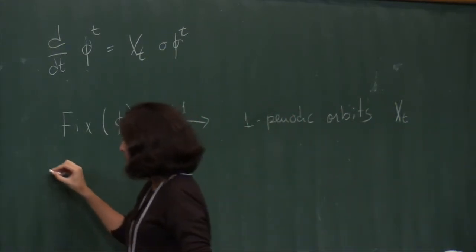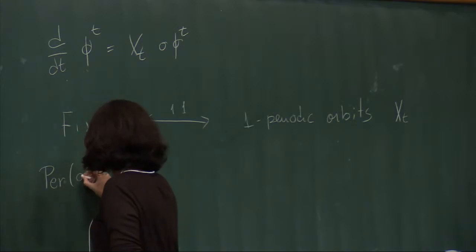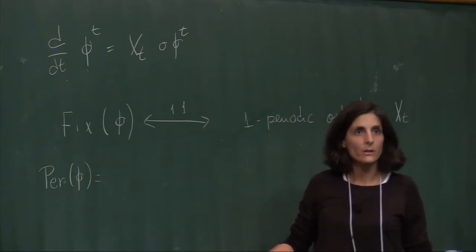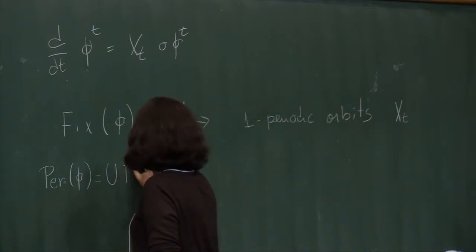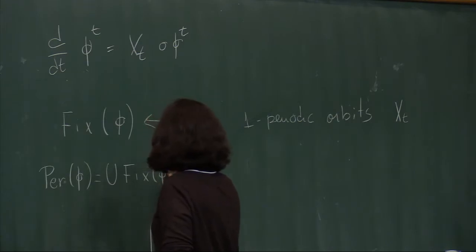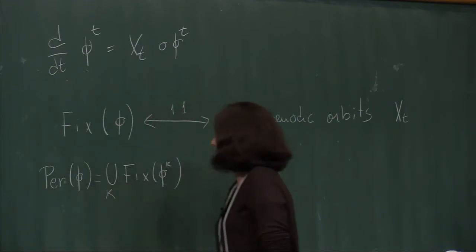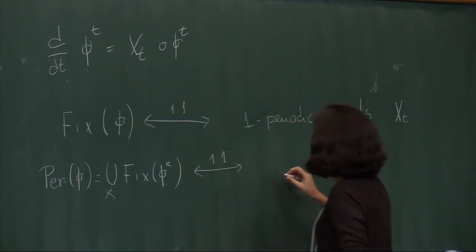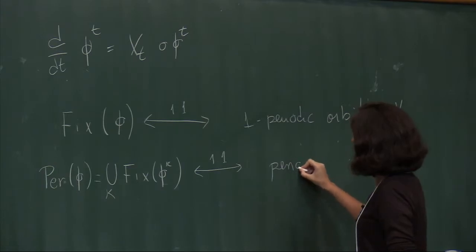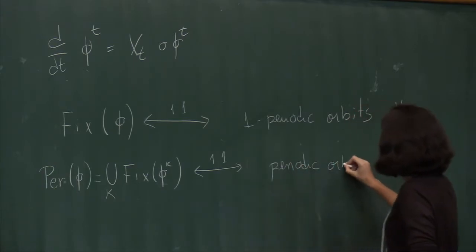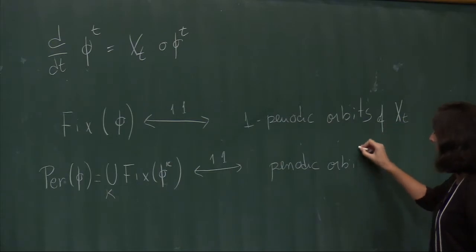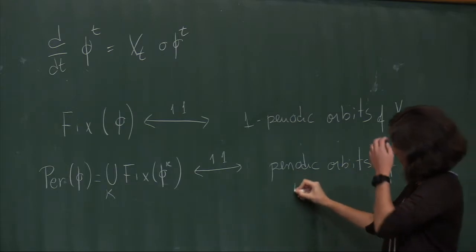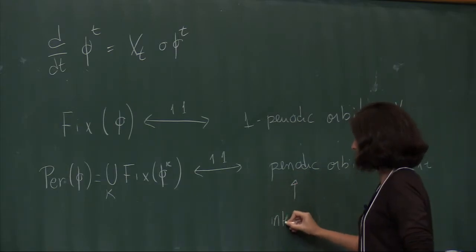And the periodic points, so what are the periodic points? Are just points fixed by some iteration of phi. So the union of Fix of phi^k. And these are in one-to-one correspondence with periodic orbits of X_t here with integer period.